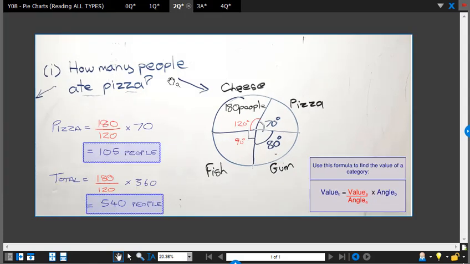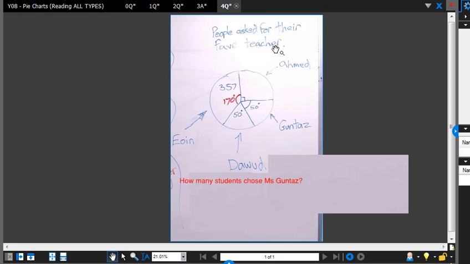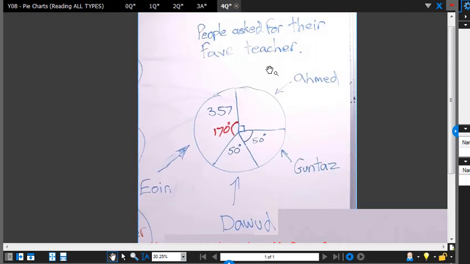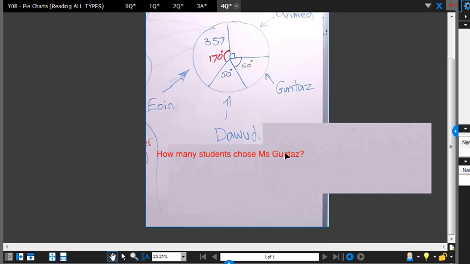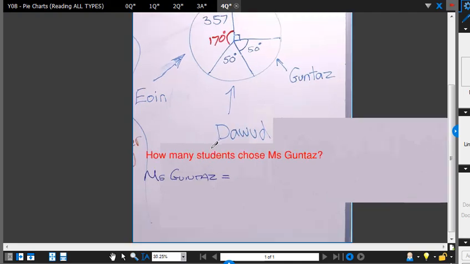That and that. Okay, any more? Okay, so here people were asked about their favourite teacher. So you have Mr. Ahmed, obviously very popular, Mr. Owen, Mr. Dawood, and Ms. Guntaz. So we're asked how many people chose Miss Guntaz. So let's go. Remember, it's the value of the category divided by the angle of the category.